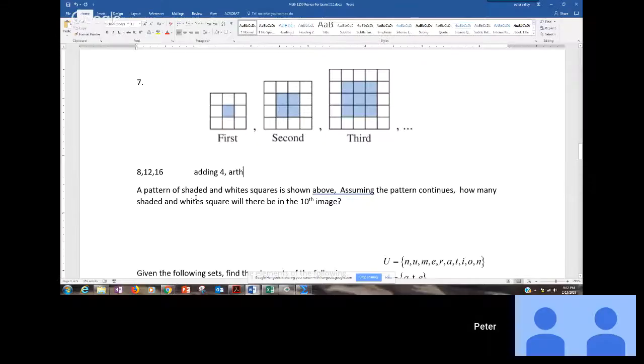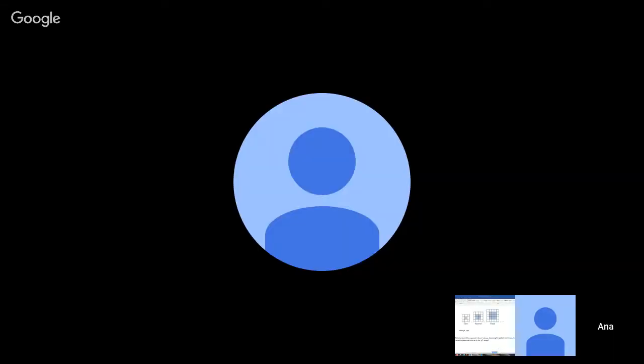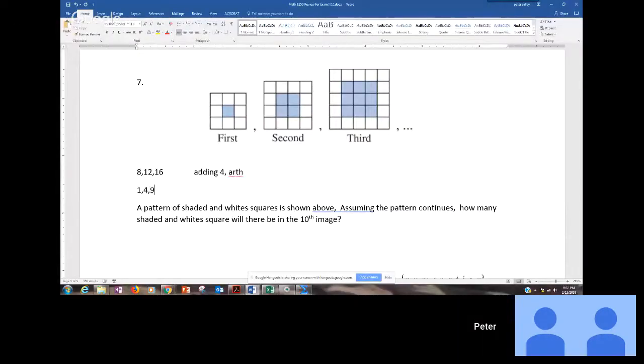Yeah. So you don't have to count the ones, the things in blue? That's just a different pattern. Oh, okay. That would be 1, 4, 9.